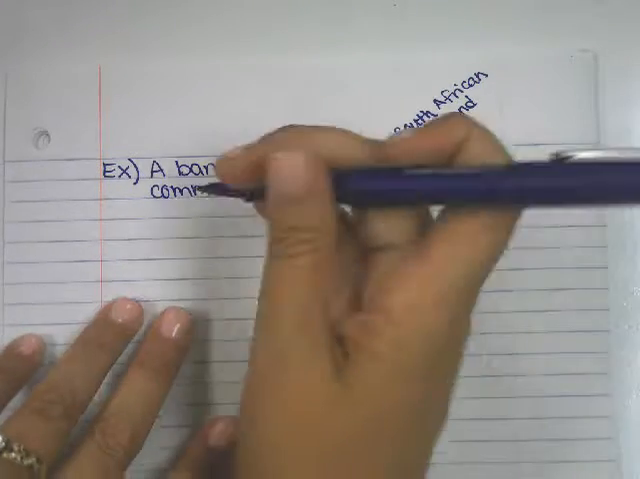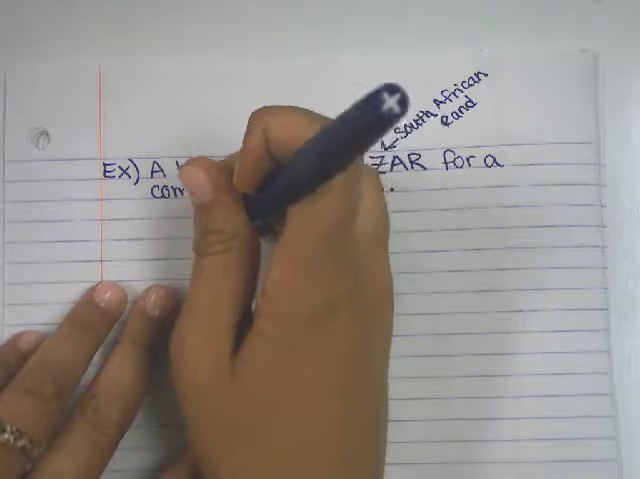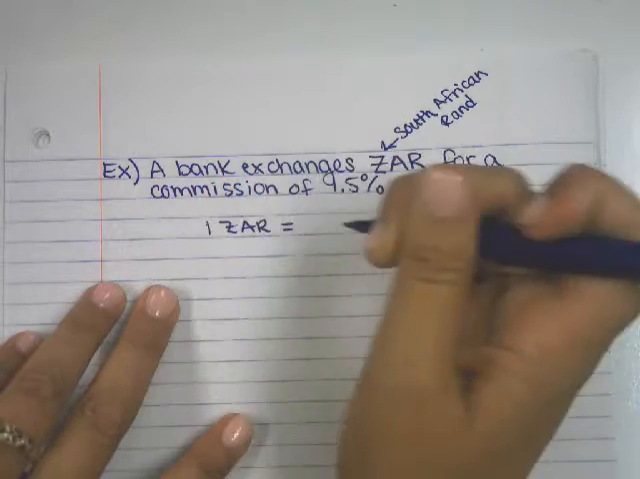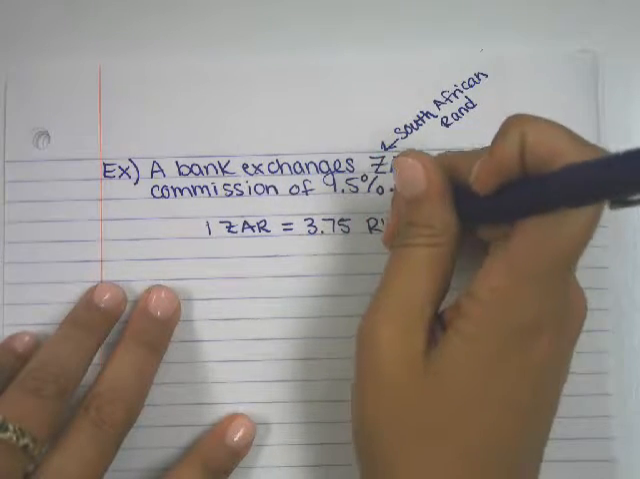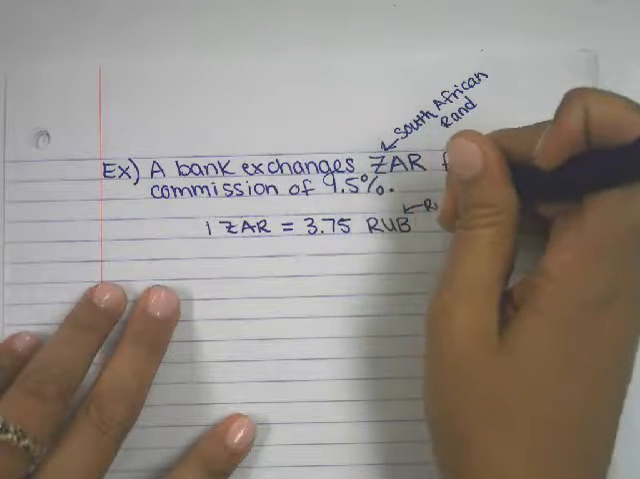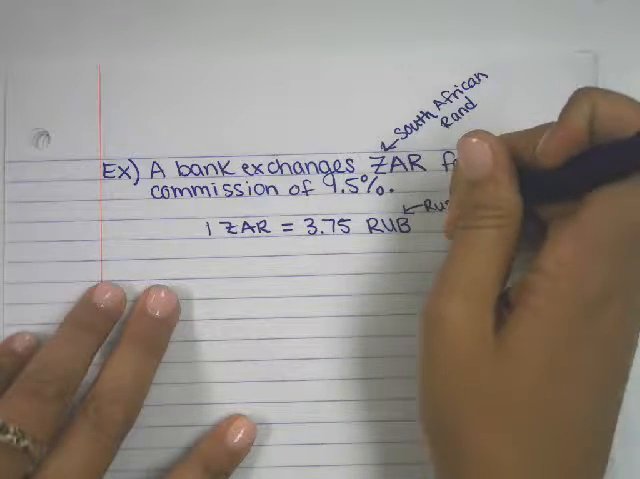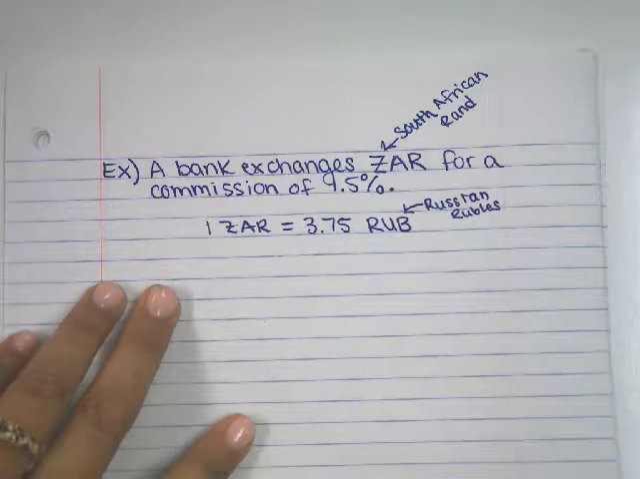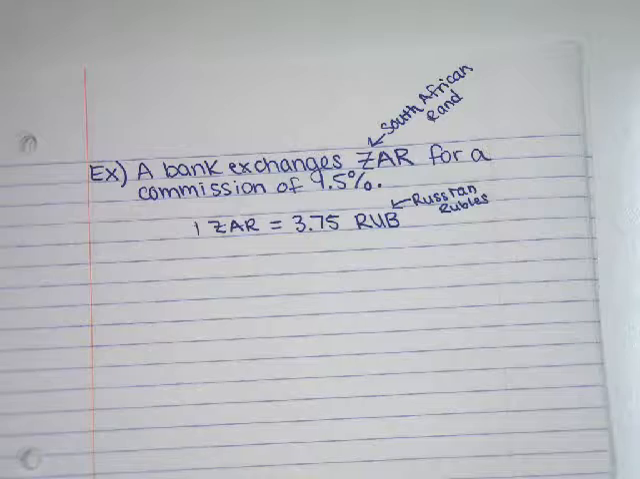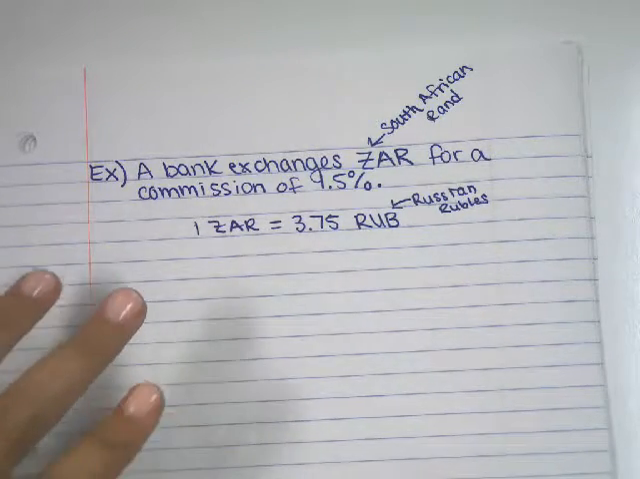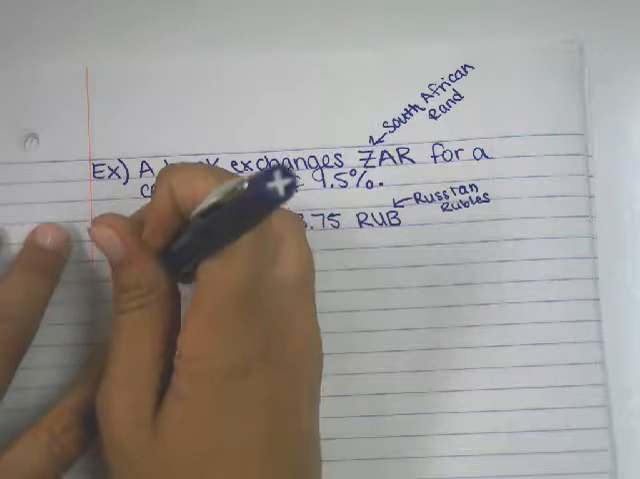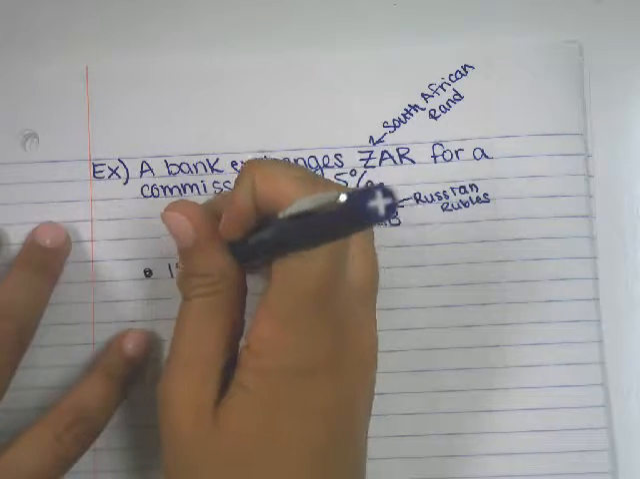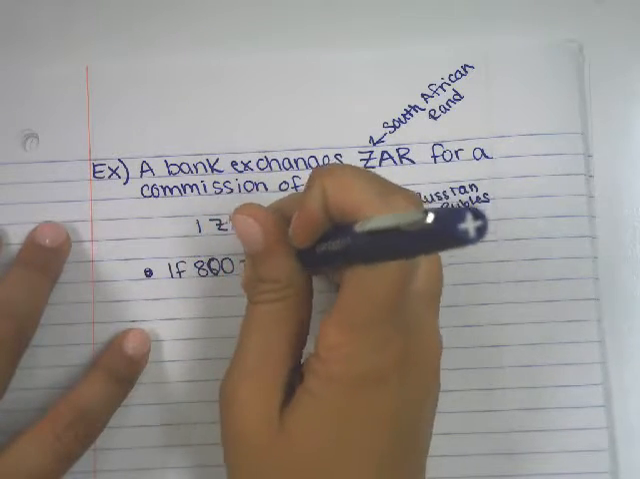Okay. They give us an exchange rate. One of these ZARs is equal to 3.75 RUBs, which is Russian rubles. All right. So here's our exchange rate. So yeah, we're going to say we come with 800 ZAR.